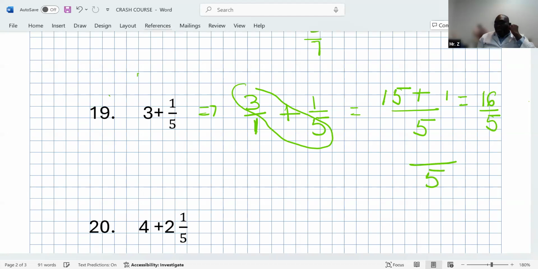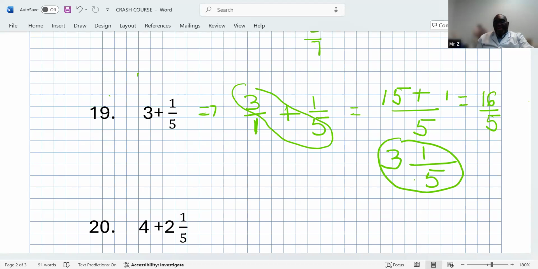How many times is 5 going to go into 16? 5 goes into 16 only 3 times, and the remainder is 1. You see, this is a long way to do that. So now let me share with you.